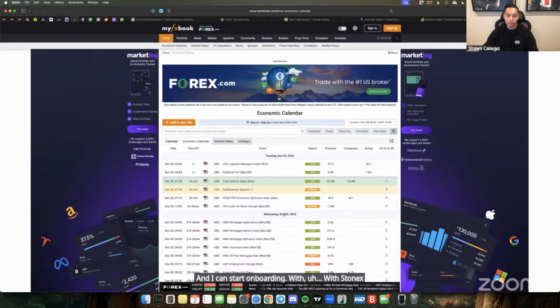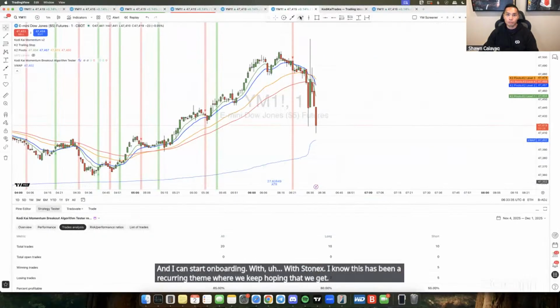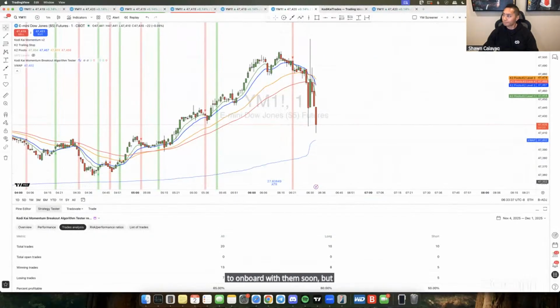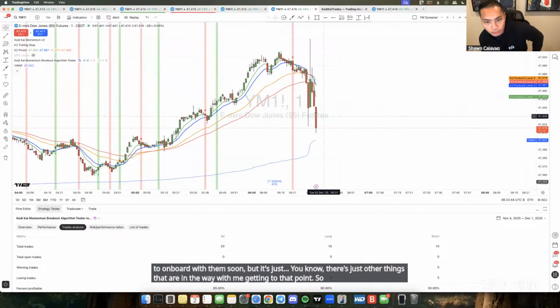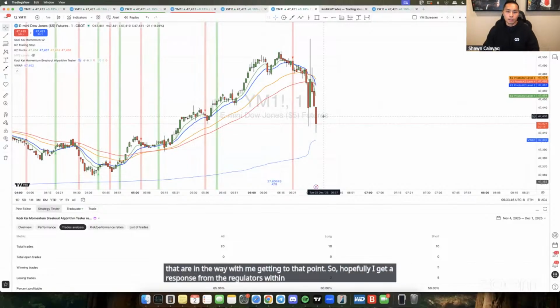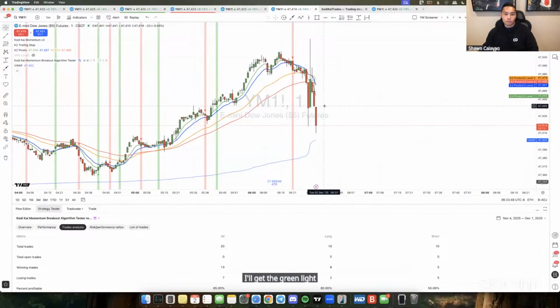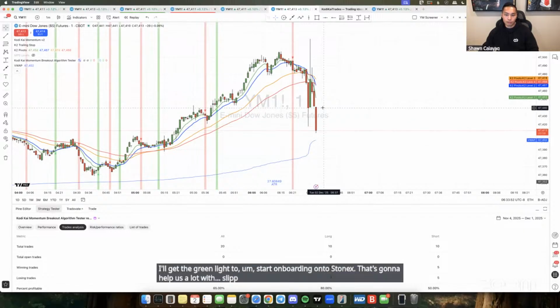I know this has been a recurring theme where we keep hoping that we get to onboard with them soon, but there's just other things that are in the way with me getting to that point. So hopefully I get a response from the regulators within the next week or so. Then I'll get the green light to start onboarding onto StoneX. That's going to help us a lot with slippage and platform issues for the most part.